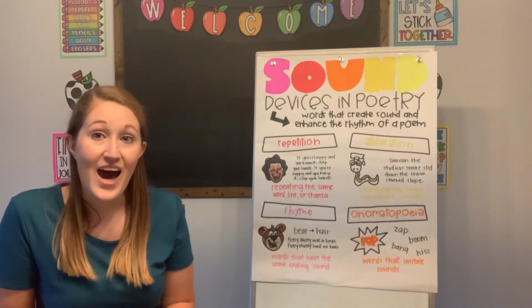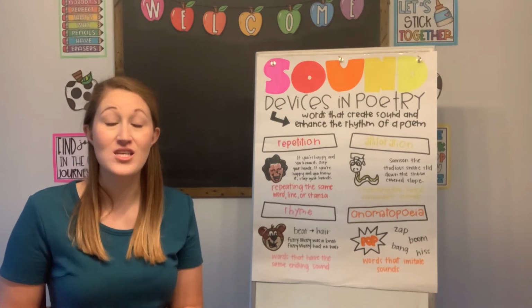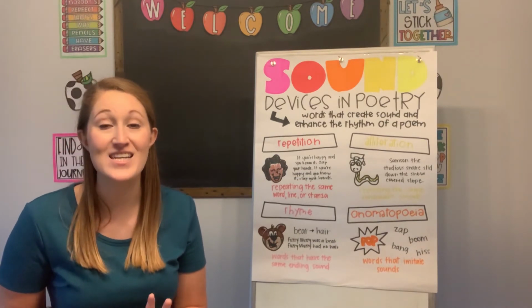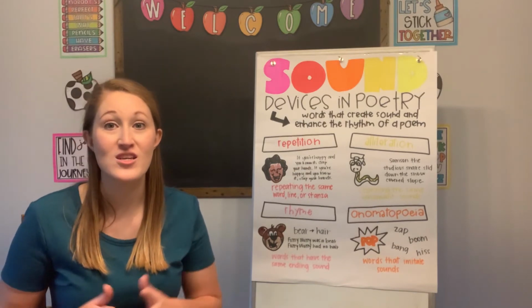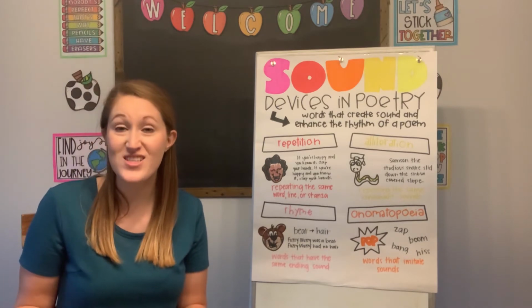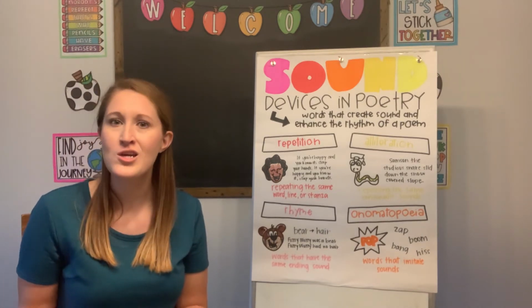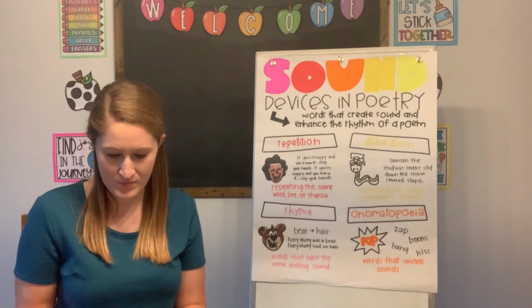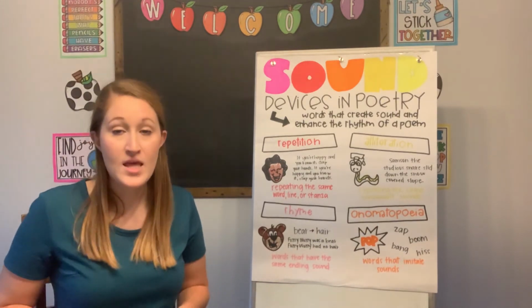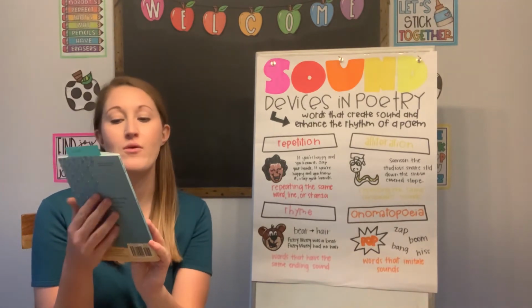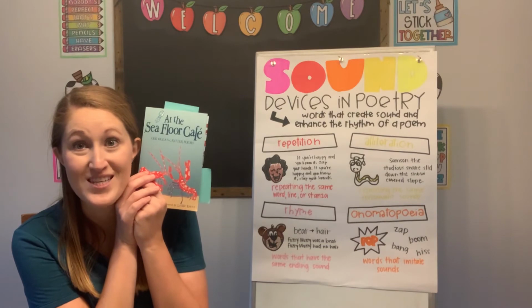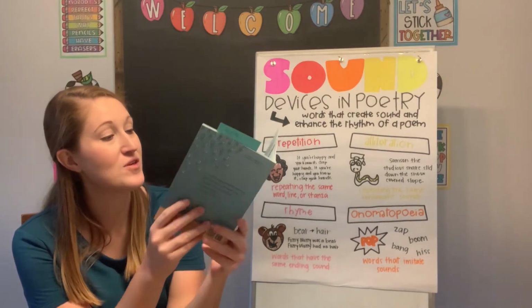So today I have some examples of alliteration being used in some poetry. We're going to read those poems today and explore how that sound device helps in this poetry, and discuss why that author might have chosen to use alliteration in their poem. So let's find our very first one. These poems I'm going to read to you are from the book, At the Seafloor Café. We explored a few poems from here yesterday. We're going to explore a few more today.